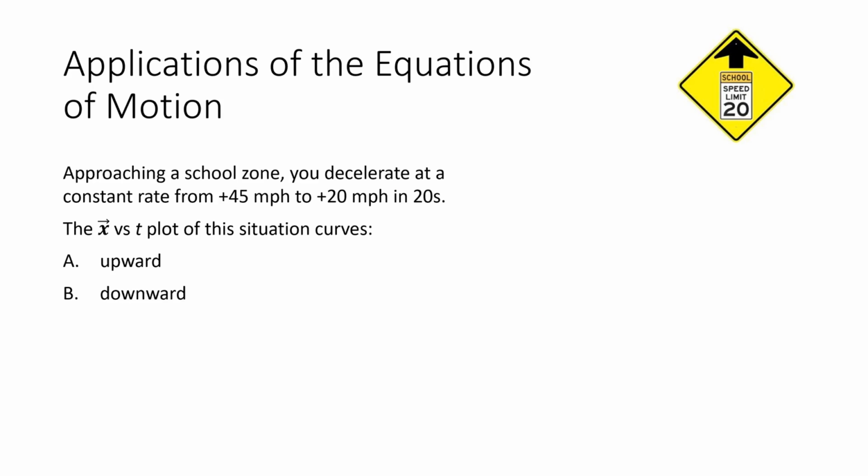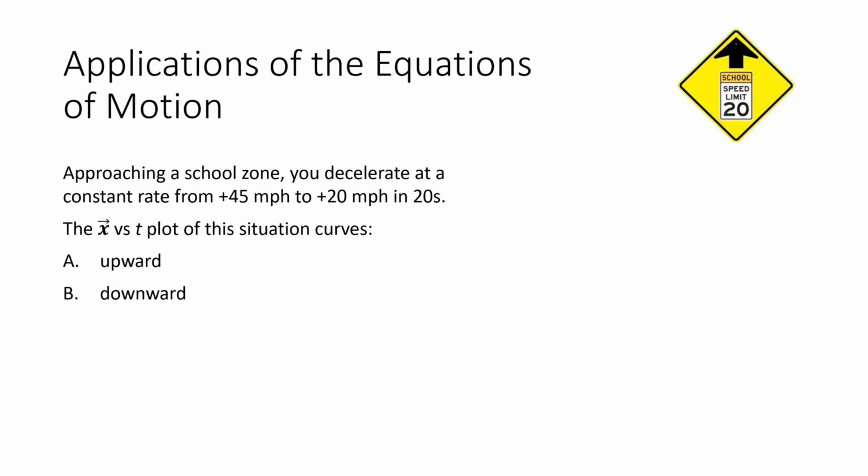All right, so now let's take a closer look at a specific example here. Remember from class last time, we talked about a car approaching a school zone that decelerates at a constant rate from positive 45 miles per hour to positive 20 miles per hour in 20 seconds. So this means it's moving in the positive x direction, right? So positive 45 miles per hour and positive 20 miles per hour. All right, so we want to know: will the x versus t plot curve upwards or curve downwards? Okay, so how do I go about answering this question?